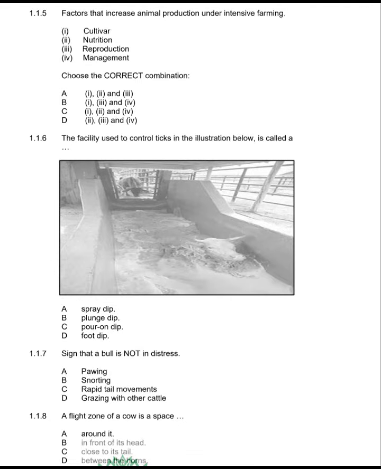1.1.7d, grazing with other cattle, is a sign of a bull not in distress. 1.1.8, around it. So, a flight zone is the personal space around an animal. 1.1.9c, maintenance and production. Lactating dairy cows require both types of rations.